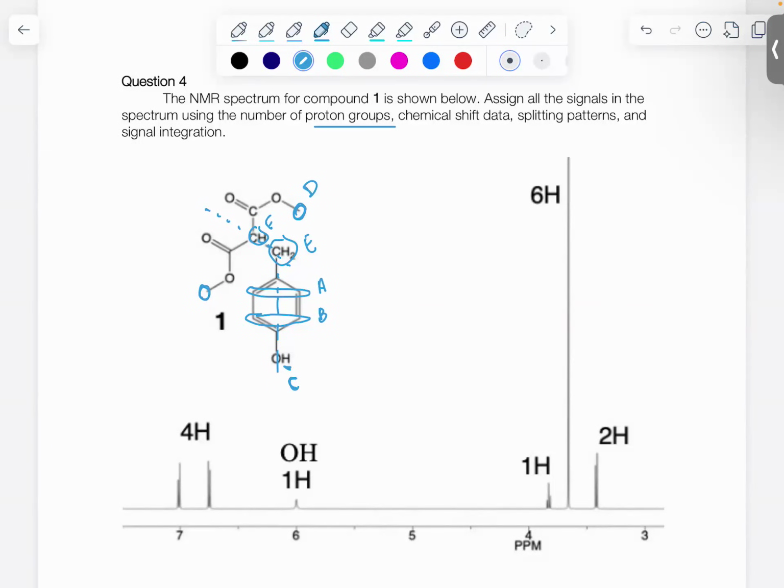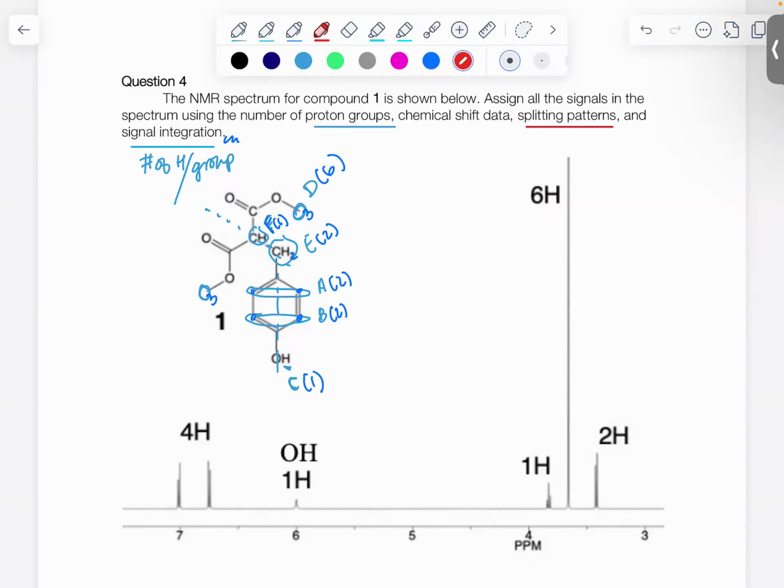So now moving into splitting data, we'll start with signal integration. Signal integration is telling us the number of protons per group. And so I'll do that in this blue. So this will be 1, B has 2, A has 2, E has 2, F has just 1, and D has 3 on both sides, so D is 6.